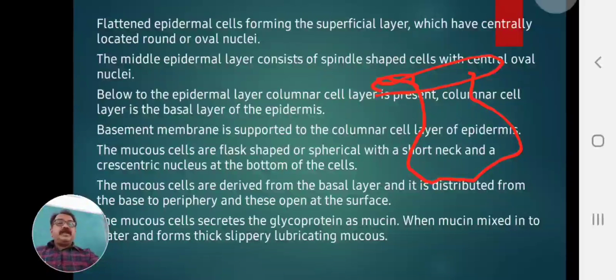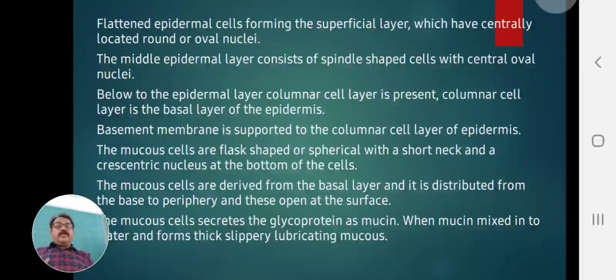The basement membrane supports the columnar cell layer of the epidermis, and below the epidermis, this columnar cell layer is the basal layer of the epidermis. The basement membrane supports the columnar cell layers.